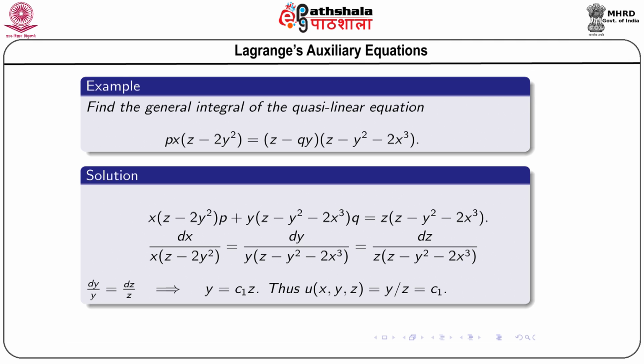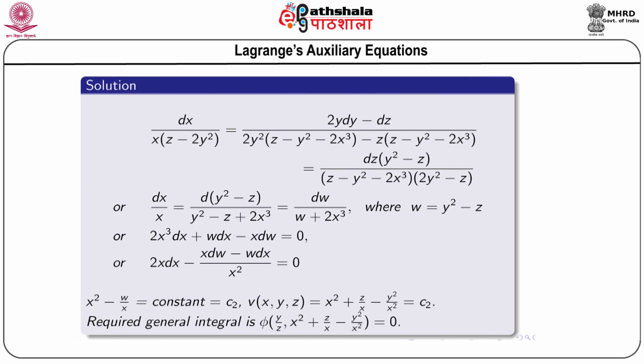Therefore, one can take an integral of the simultaneous equation, u equals y by z equals c1. Now, we need to find another integral of the simultaneous equation, that means the function v. For that, we need some manipulation of the simultaneous equation. So, we have done some mathematical formulas.